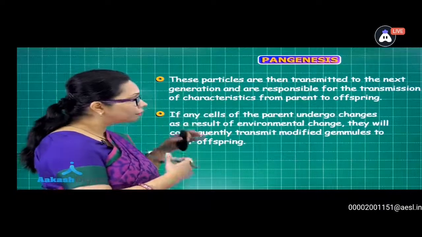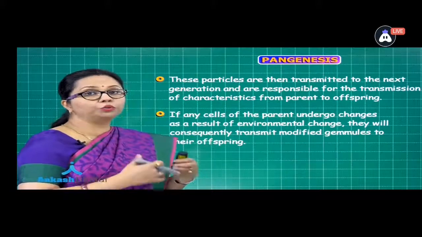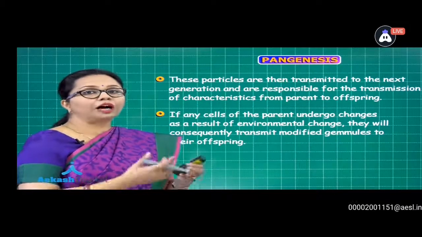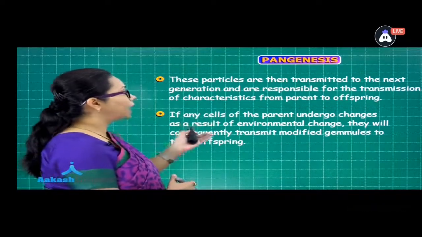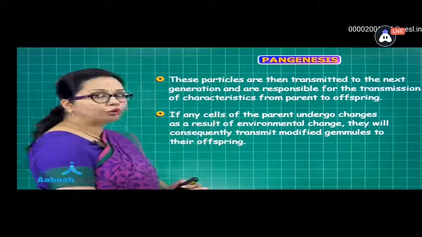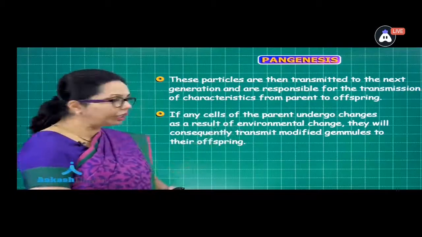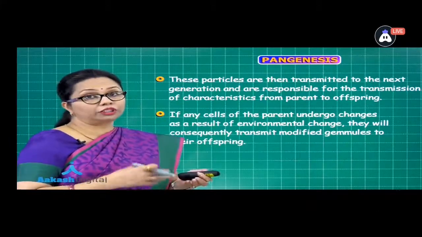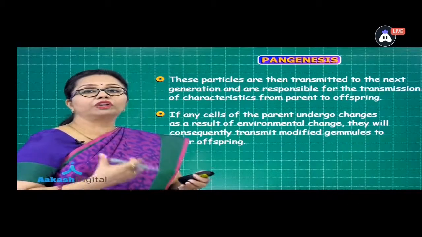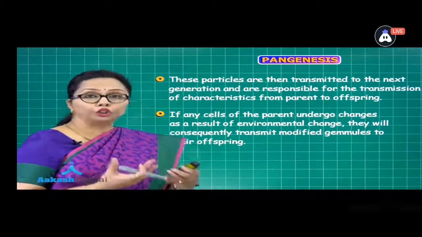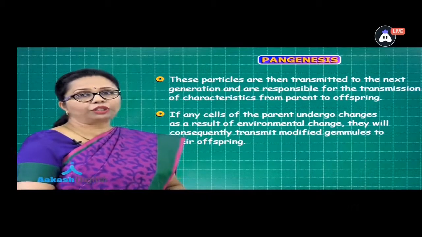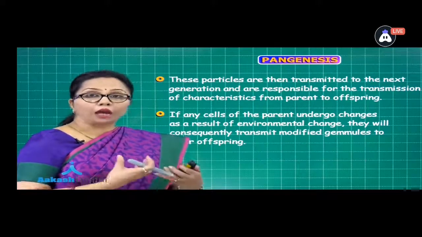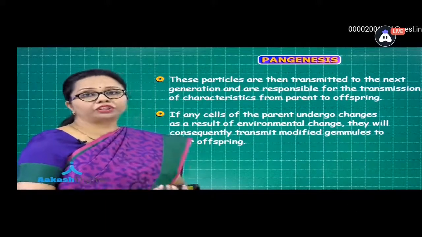And now he returned to Lamarck. What Lamarck has said: use and disuse produces acquired changes which are passed on to the next generation. So Darwin is relying on that, and he said that the cells of the parent undergo changes as a result of environmental change, and they will consequently transmit those modified gemmules, because if in the organ or the structure there is a change, even the gemmule produced from it will also show that change, and that will be passed on to the next generation. So here he was trying to find out a physical basis for how the acquired traits are inherited.